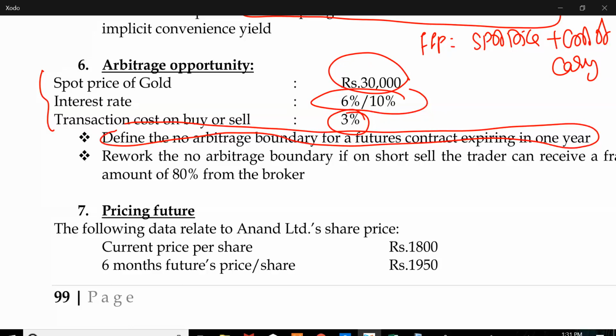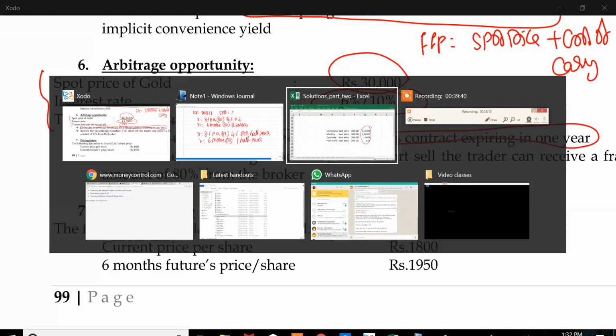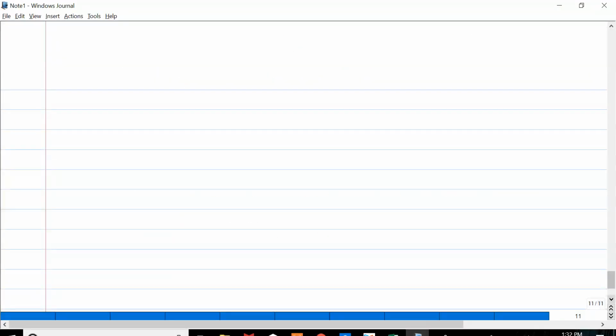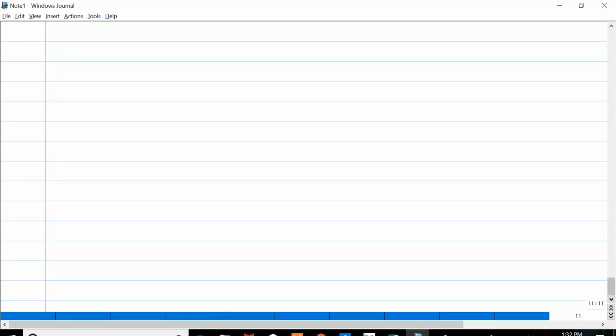The second scenario is, like selling gold, you may buy the gold. If you are buying the gold on day 0, you will buy gold by doing what? By borrowing. So I'm going to explain this now in a no arbitrage boundary calculation. Now write calculation of no arbitrage boundary. Calculation of no arbitrage boundary. Split it into two.